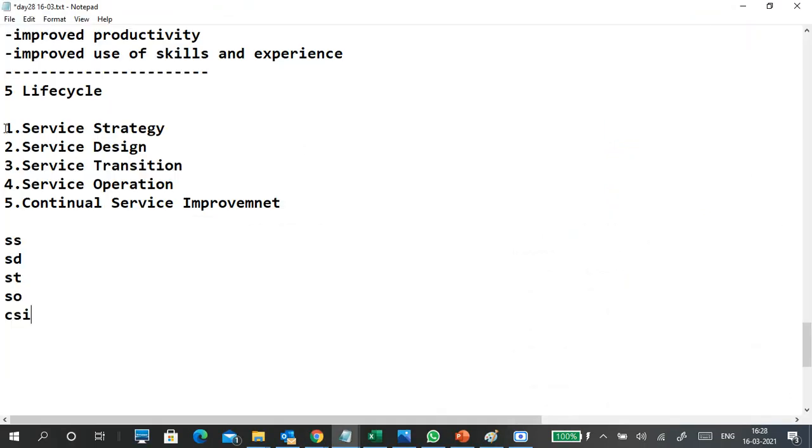Salman, read these 5. Service strategy, service design, service transition, service operation, continual service improvement. Okay. Aditya, read the 5 life cycles. Service strategy, service design, service transition, service operation, continual service improvement. Very good.